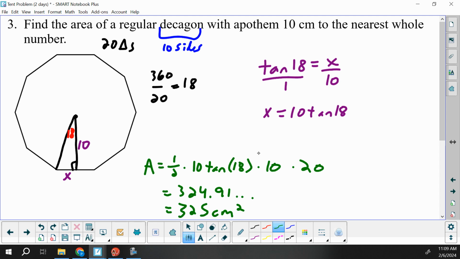So from the 18, x was opposite, 10 was adjacent, so we have tan again. Tan 18 was equal to the opposite of x over the adjacent of 10. Cross multiply, and that got x by itself.